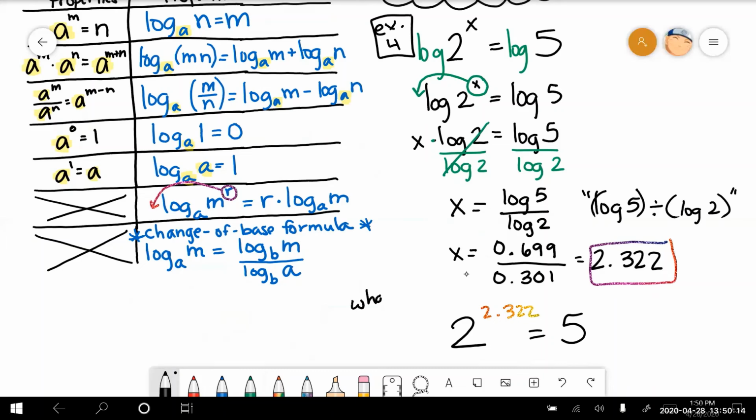Okay, so again, what does our answer mean? It means that if I were to graph this function, at 2.322, we are at a y value of 5.